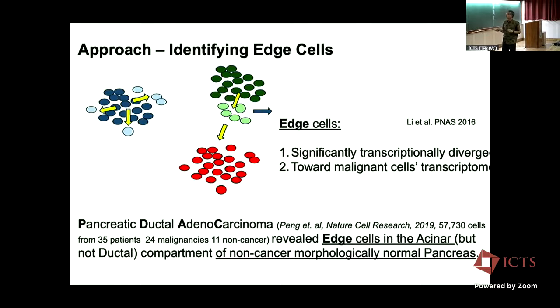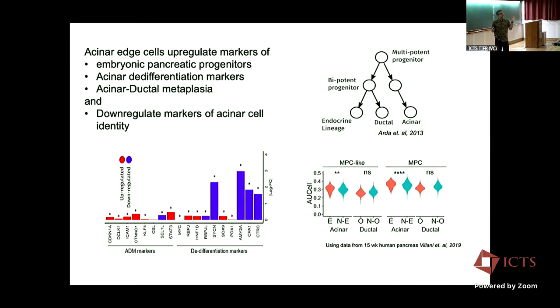All right. So we found these. Now, for the next 5 or 6 slides, I will tell you a whole bunch of biological facts about these edge cells. We call them edge cells. Okay. How do we biologically validate that they mean something, they have some function? So first thing, we looked at what is upregulated in these edge cells compared to the non-edge cells, and what are those genes. So in a nutshell, these acinar edge cells upregulate markers of embryonic pancreatic progenitors, acinar dedifferentiation markers, and acinar ductal metaplasia genes. And they downregulate markers of acinar cell identity. So they became a little bit dedifferentiated.